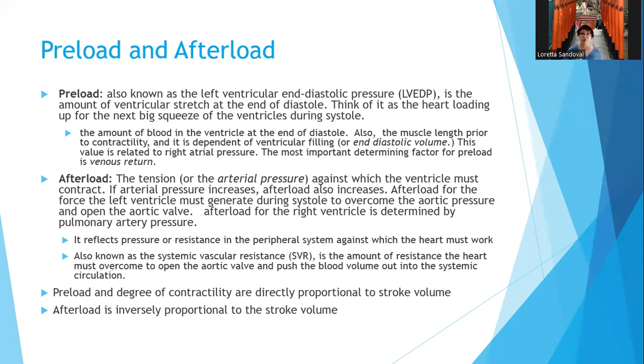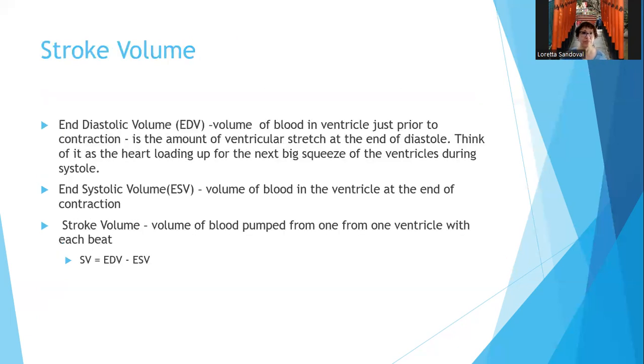Afterload is inversely proportional to stroke volume. So if the afterload is higher, stroke volume is lower, and therefore cardiac output is lower. So preload, higher the preload, higher the stroke volume, higher the cardiac output. Afterload, higher the afterload, lower the stroke volume, lower the cardiac output. So hopefully that makes sense.